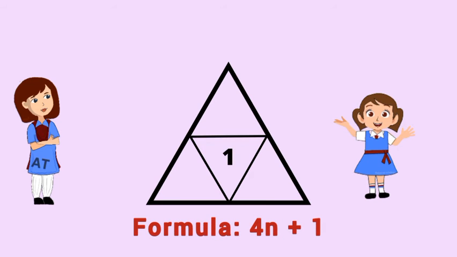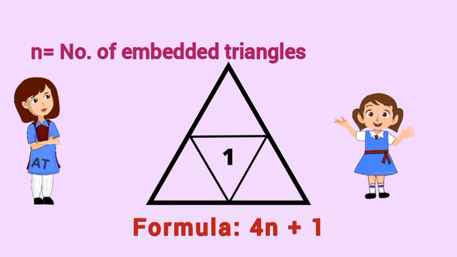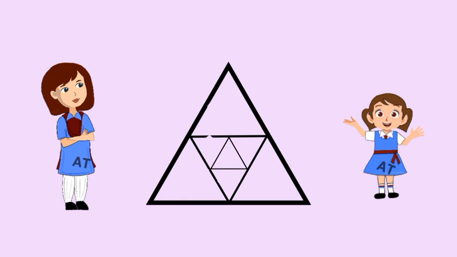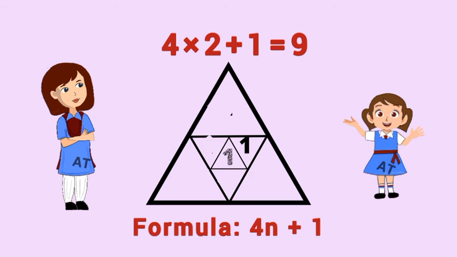There is one embedded triangle inside the other triangle. So, we will use the formula 4n plus 1, in which n is the number of embedded triangles. Number of embedded triangles is 1. So, we'll multiply 4 into 1 plus 1. We'll get the answer 5 triangles. Let's check the trick with a more complex figure. In this figure, there are 2 embedded triangles. So we'll use the formula. We'll multiply 4 with 2 plus 1, that will give us 9 triangles in total.